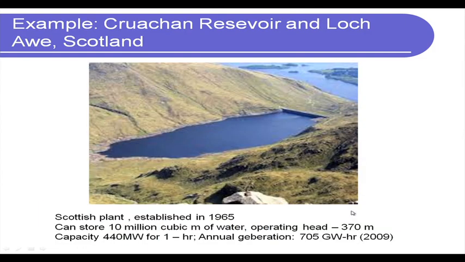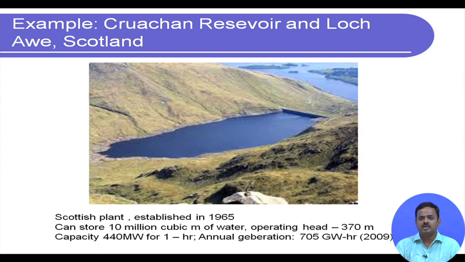Next one is in Scotland, Cruachan Reservoir and Loch, which in Scottish is actually lake, and it was established in 1965. It can store 10 million cubic meters of water at an operating head of 370 meters. Okay. So, almost 1000 feet or even more than that. Capacity is 440 megawatts for 1 hour. The annual generation is 705 gigawatt hours. Annual generation will vary from one year to another. In 2009 it was 705.